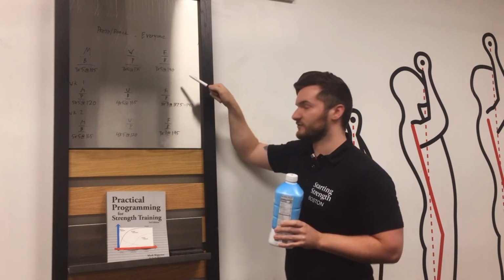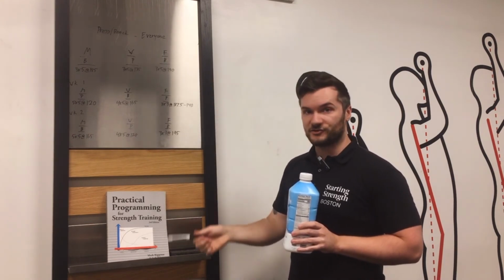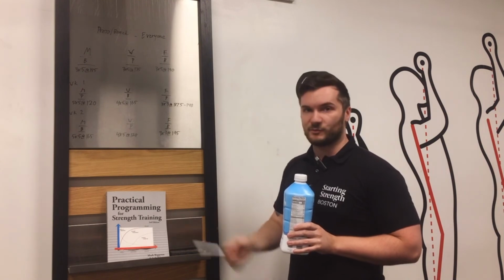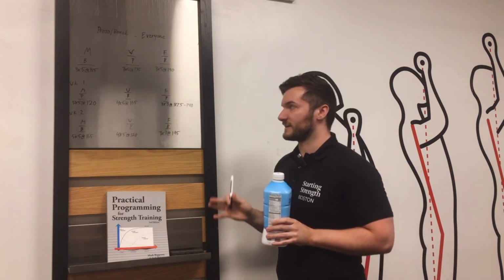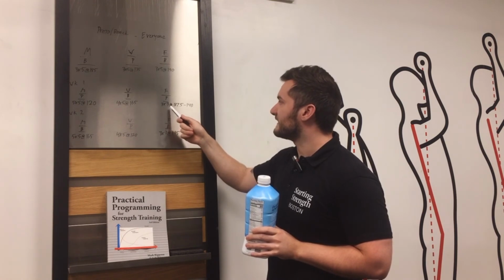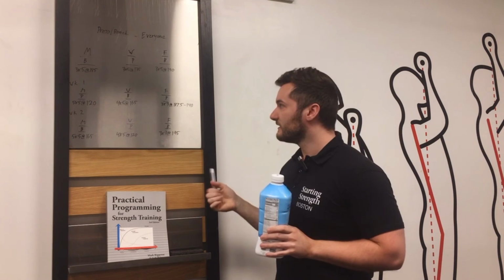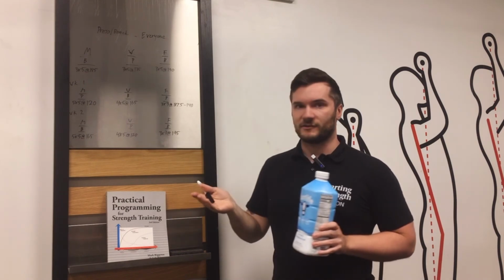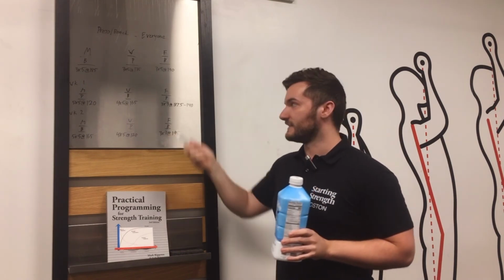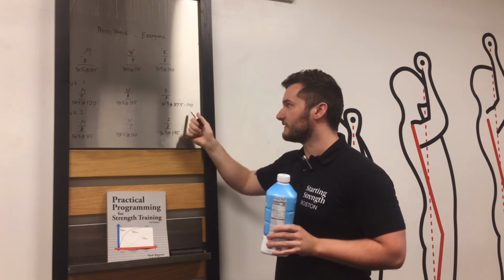So from there, I'm just going to switch right to this template here, which is very similar to the Texas method template in Practical Programming. There's just a couple small changes. The first main change is that this intensity day is 3 sets of 3 instead of 1 set of 5. I just find that 5s for 99% of people are not intense enough on the intensity day. So I just go right to 3s, so it can get heavier.